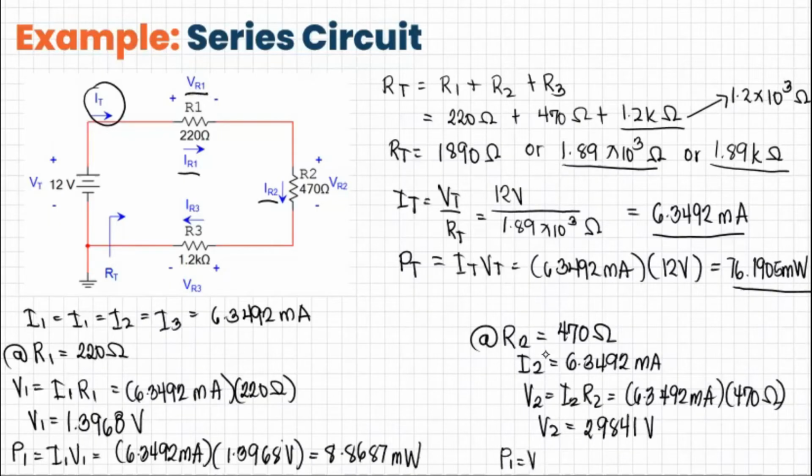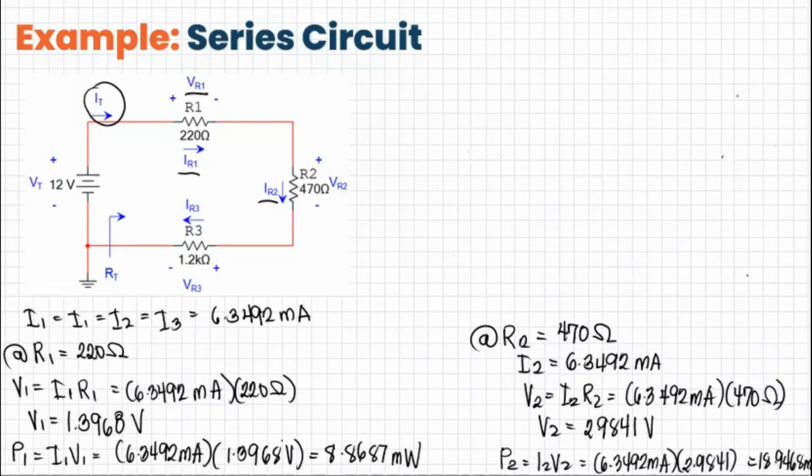P1, I1, V1. Sorry, it's P2 now. P2 equals I2 times V2: 6.3492 mA multiplied by 2.9841. So the power absorbed by the resistor is equal to 18.9468 milliwatts.